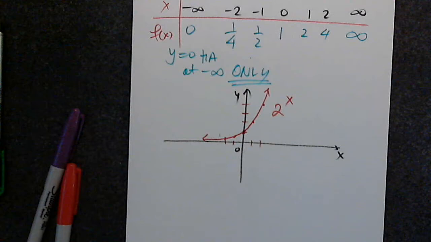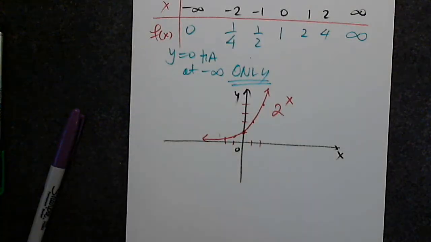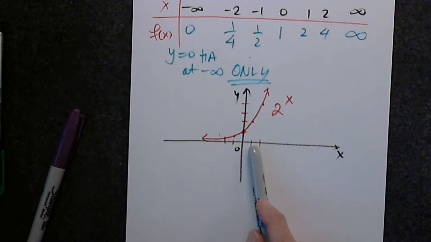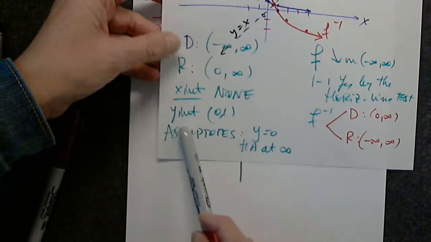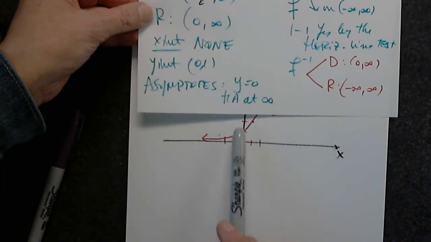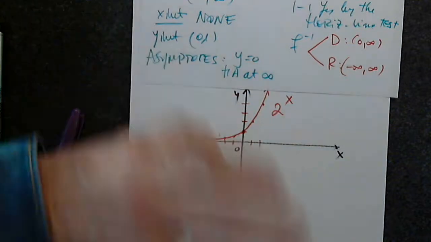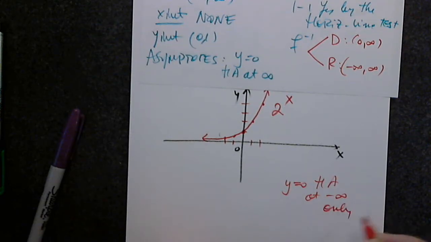Okay, so what can you say about this function? Let's go through the properties and decide what properties are still true. Is this function defined on all real numbers? Good. Does this function have a range 0 to infinity? Yes. Does it have an X-intercept? No. Does it have a Y-intercept? 0, 1. It's a pure exponential function. Does it have a horizontal asymptote? Yes, but not at infinity, but at negative infinity. So that's the only difference so far. So y equals 0, horizontal asymptote at -infinity only.